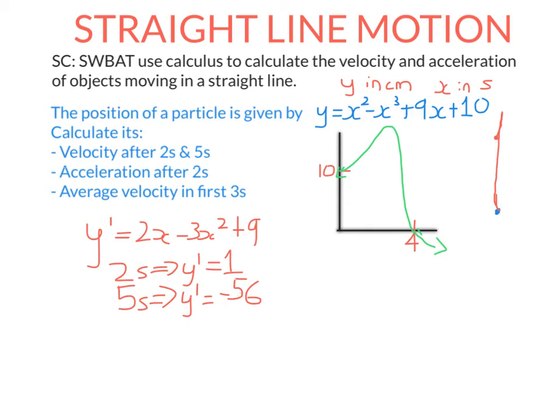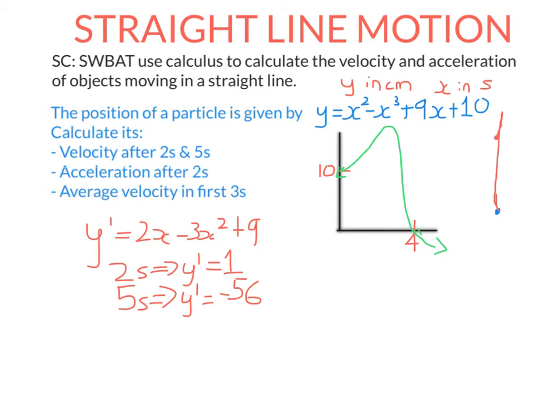Now you can have a negative value for velocity. All that means is it's moving 56 centimeters per second, but the minus just means in another direction. So after 5 seconds, it will have reached this point here, and it's moving away from that point in this direction. So velocity can be negative. That's all about velocity.